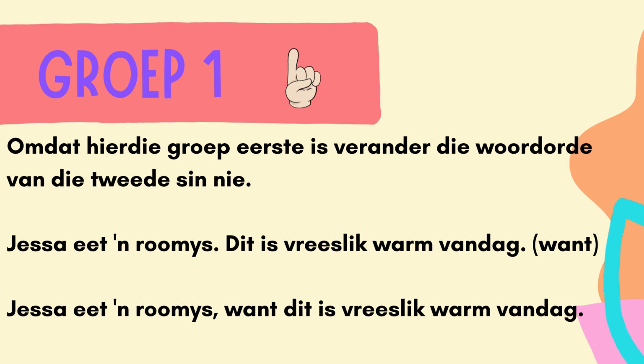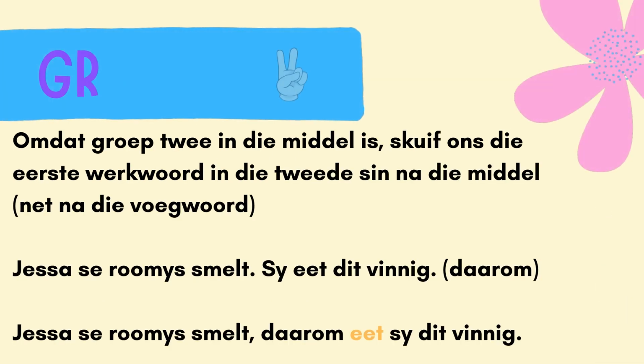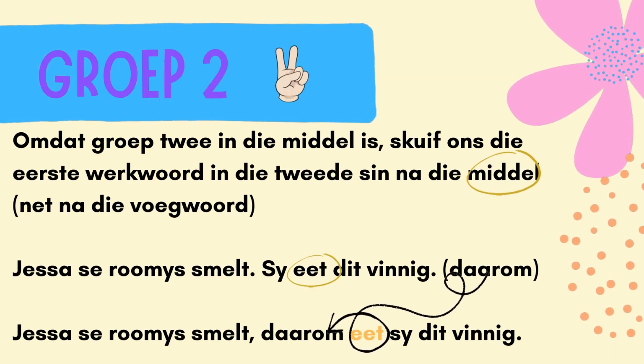And that is how we handle any group 1 conjunction. If the conjunction belongs to group 1, we don't change the word order. As die voegwoord in groep 1 is, hoef ons glad nie die woordorde te verander nie. So that's a nice easy one. Kom ons kyk na groep 2 voegwoorde.